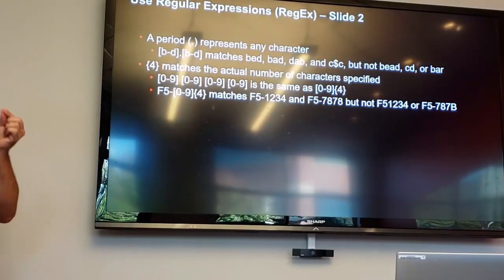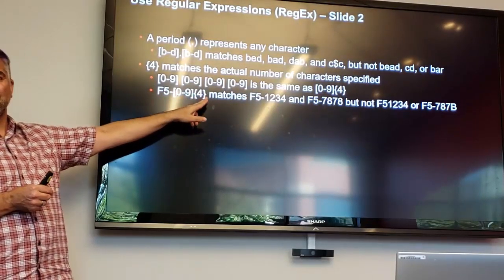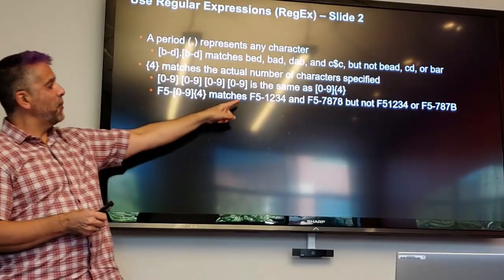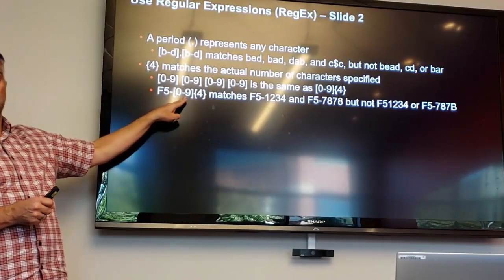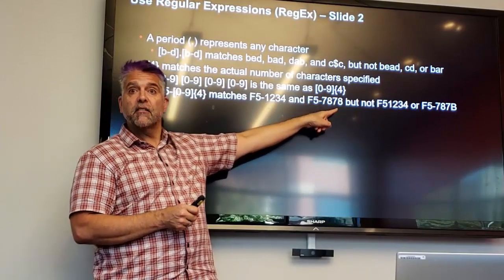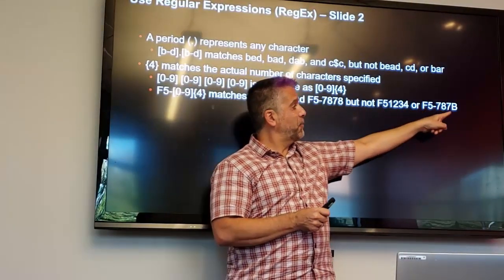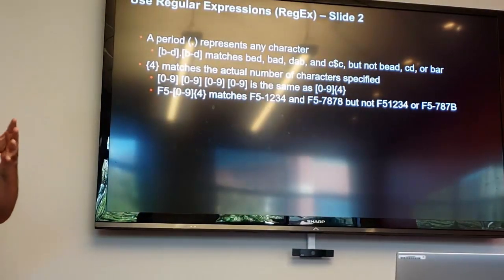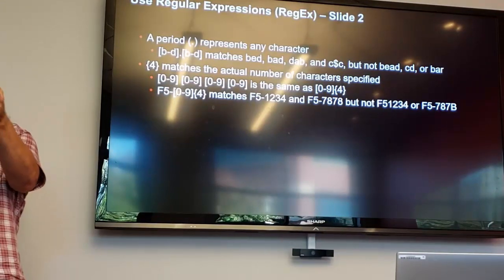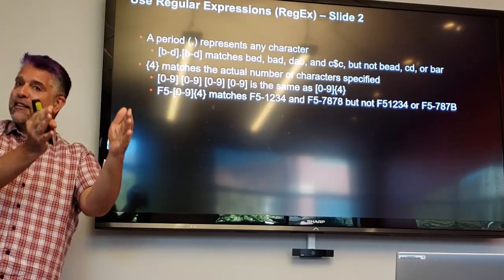So here we go. Now we're getting closer to really identifying how we create a custom mask. So F5 hyphen with 0 through 9 in brackets and a 4 in curly braces is now going to match F5 hyphen 1, 2, 3, 4, because it's F5 hyphen with any 4 numbers, and F5 hyphen 7, 8, 7, 8. But it's not going to match this, because there's no hyphen in this. And it's not going to match that because that last character is not 0 through 9. So we're getting closer to seeing how to identify that UK insurance number, where we knew the first two characters had to be any two letters, and then the next characters had to be six numbers, and so on.